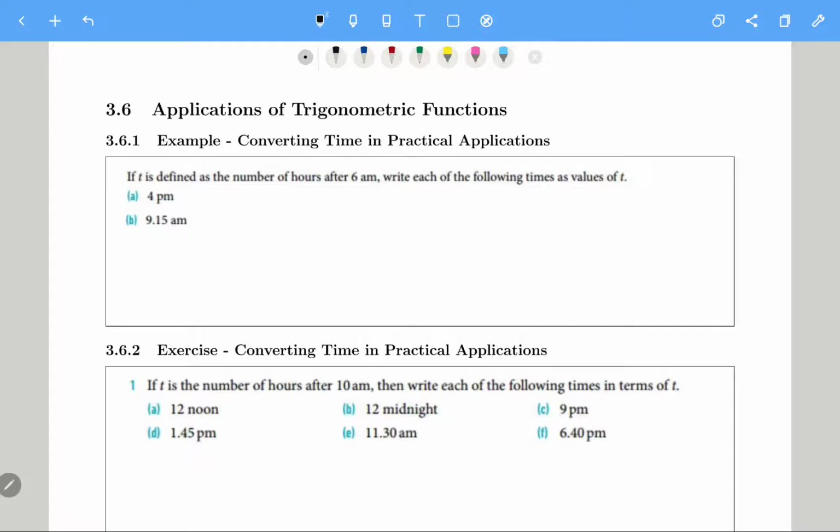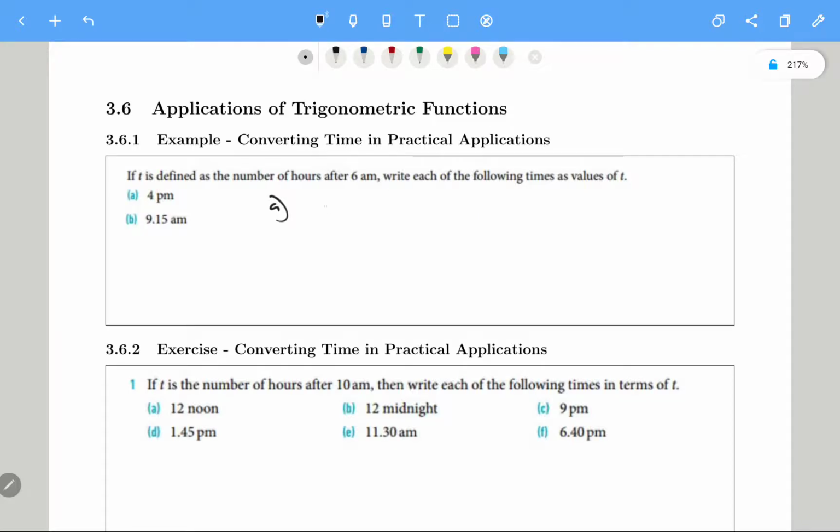So we're just going to count how many hours there are between 6 a.m. and 4 p.m. You could just count with your hands: 7, 8, 9, 10, 11, 12 p.m., 1, 2, 3, 4. So that's 10. So for part A, t is equal to 10. The other way you can think about it is 6 a.m. plus 12 hours would take us to 6 p.m., and then take away 2 hours, and we're at 4 p.m. That works as well. For B, the main tricky part is the fact that we've got a 15.